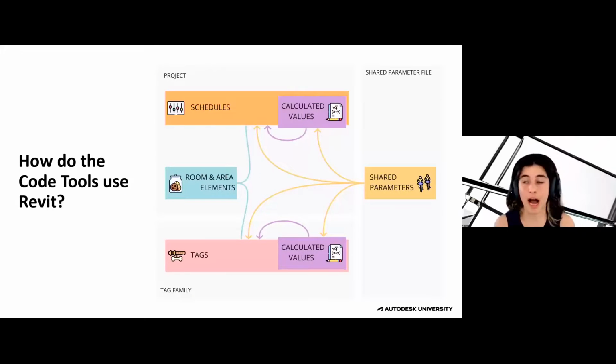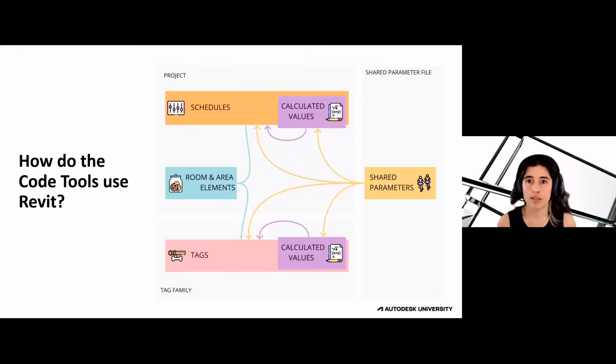All right, so how do the code tools use Revit? So the code tools use 5 major features in Revit. It uses the room and the area elements, the schedules, the tags, shared parameters, and calculated values. So room and area elements are treated here in this process as the cookie jar, or the containers that store all the data that we want to use.